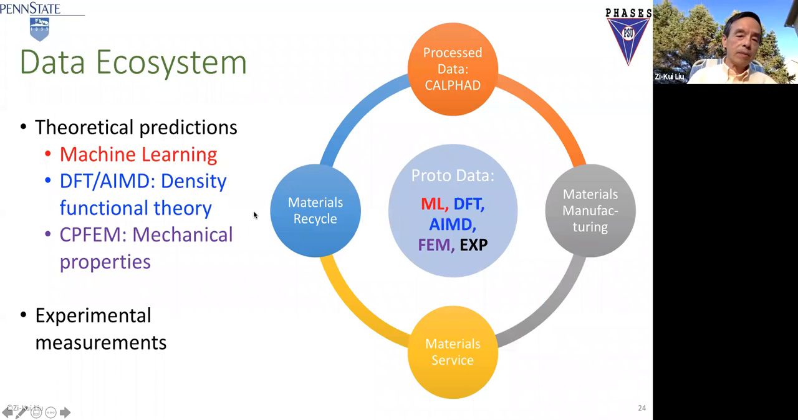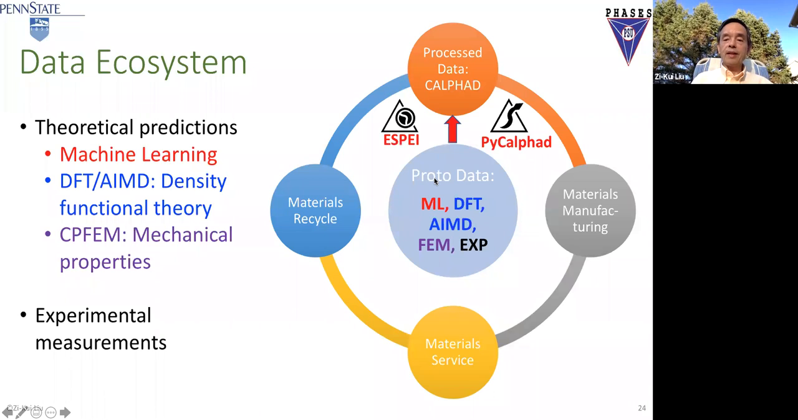Now you can see that I mentioned the data generation, right? We have the theoretical prediction with machine learning, the DFT and the calculations, and also mechanical property. And also experiments, of course, that's very, very important because experiments are the ultimate check of all the data we have. And when I put all the data together, we have the total data. That's the original data for these materials. However, we need to use this data. We need to create a database, okay? That's called processing data, and we use PyCalPHAD and SBA to do that.